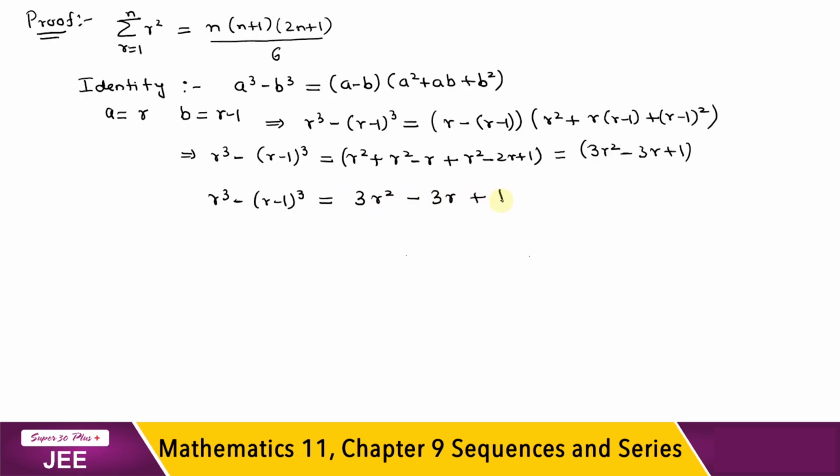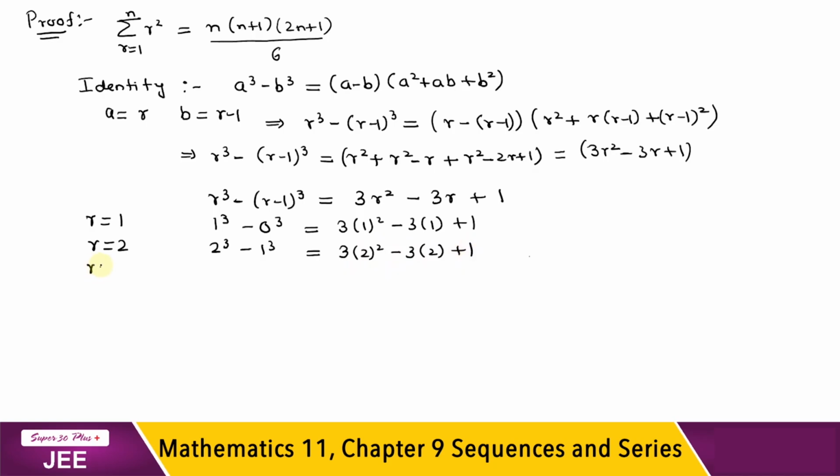Now we are going to substitute the values of r from 1 till n. If I substitute r equals 1, this becomes 1 cube minus 0 cube is equal to 3 into 1 square minus 3 into 1 plus 1. Now suppose that r equals 2, so this becomes 2 cube minus 1 cube is equal to 3 into 2 square minus 3 into 2 plus 1.